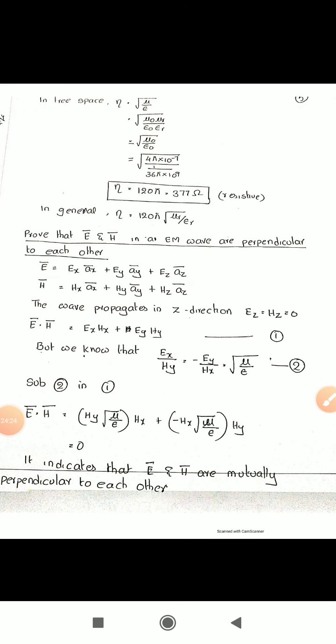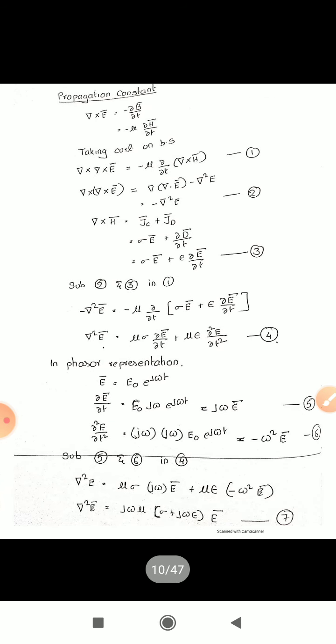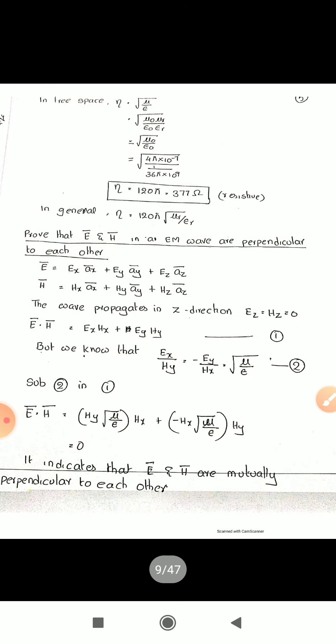Now here we have another one: prove that E and H in an electromagnetic wave are perpendicular to each other. This is simple, we can go through that one. Next, the propagation constant. What is meant by a propagation constant? We will see the propagation constant in the next class. So before going to that, prove that E and H in an EM wave are perpendicular to each other.